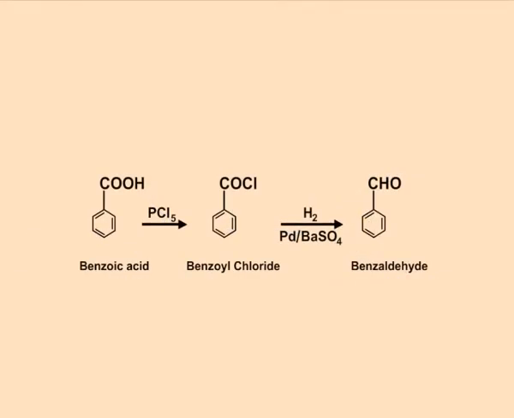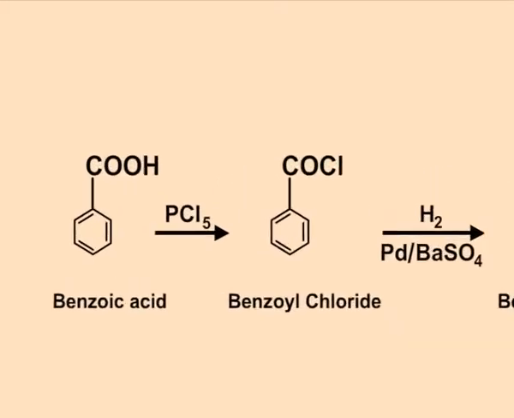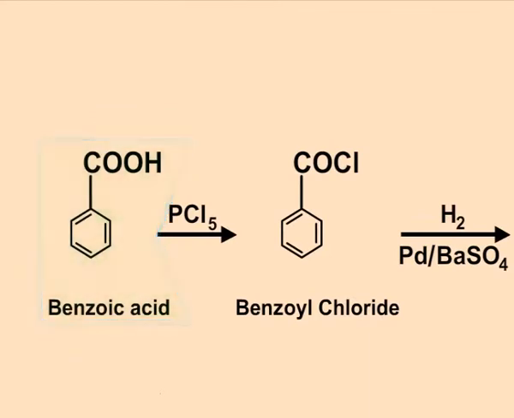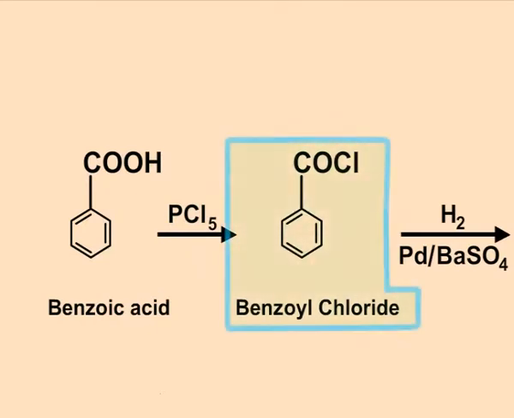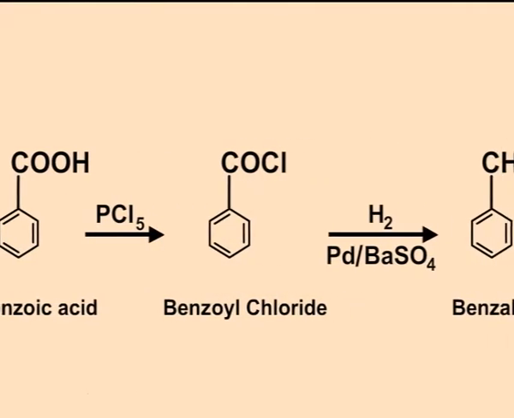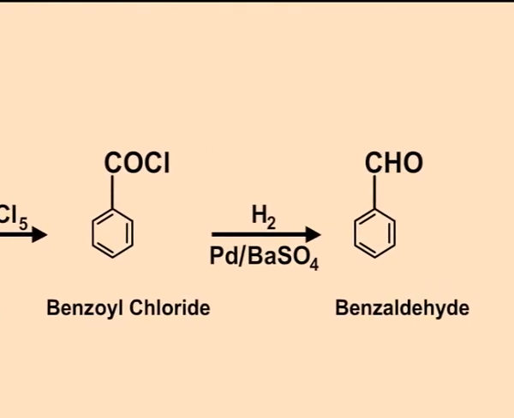We will next learn about conversion of benzoic acid to benzaldehyde. Benzoic acid reacts with phosphorus pentachloride to form benzoyl chloride. Then benzoyl chloride formed is reduced with hydrogen in presence of palladium and barium sulfate to form benzaldehyde.